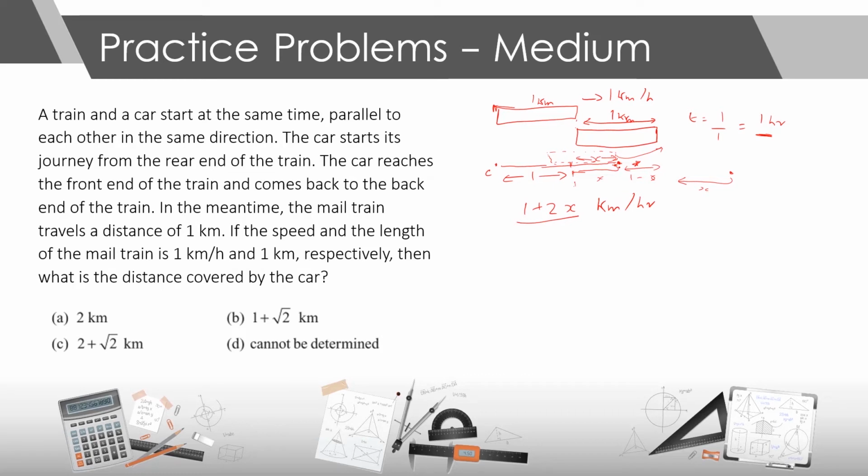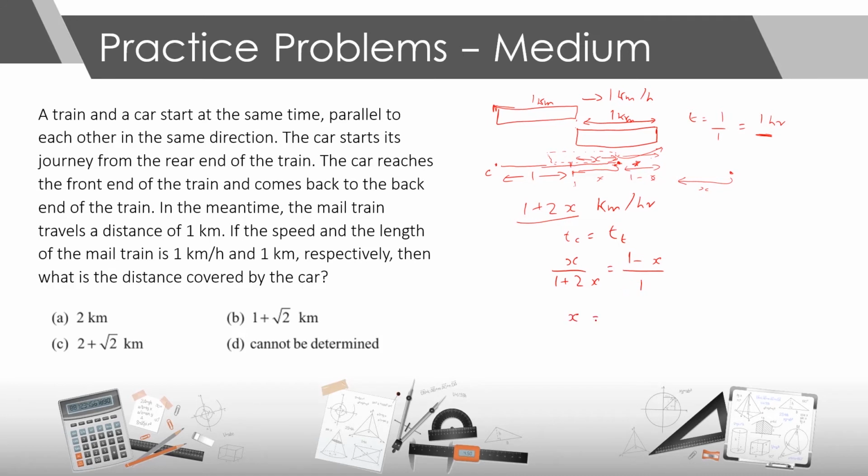While the car was moving from the front end to the rear end, in the same time the front end of the train moved from the x position to the 1 kilometer position. So we can equate these two times. The distance covered by the car is x at a speed of 1 plus 2x, and the distance covered by the train is 1 minus x at a speed of 1 kilometer per hour.